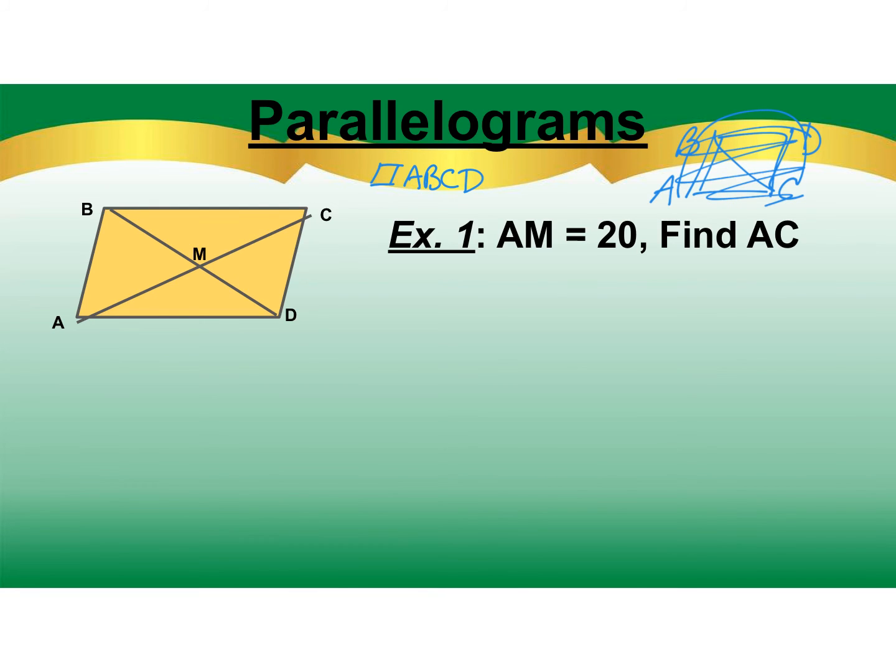So I have segment AM equals 20. Well, that's this piece, that little part of the diagonal. I want to find the whole piece. Well, one of my properties says that the diagonals bisect each other, so AM has to be congruent to MC. So then that means MC is 20, and now I can see that AC is going to equal the entire thing, 20 plus 20, which is 40.